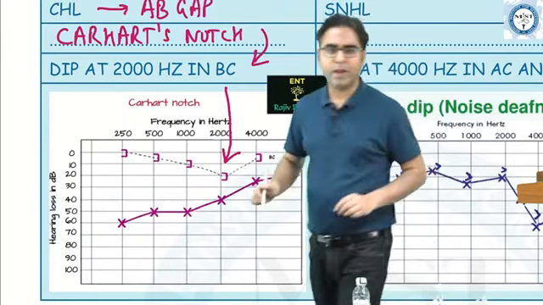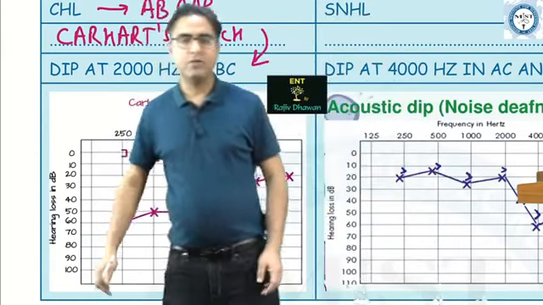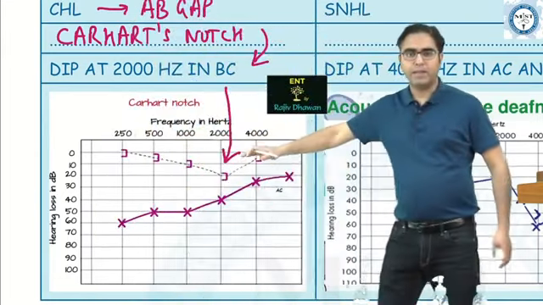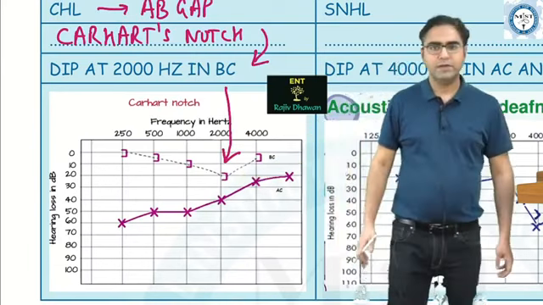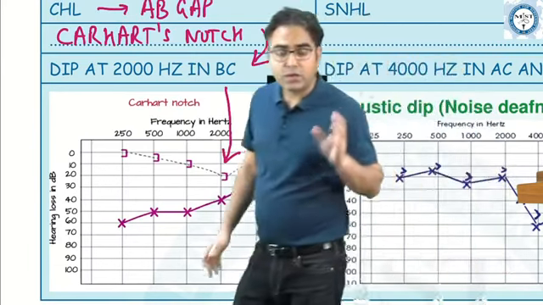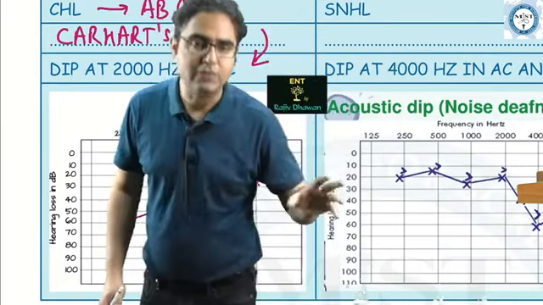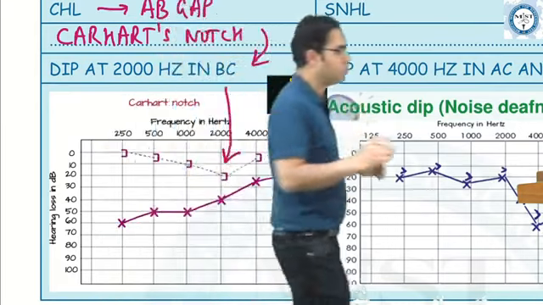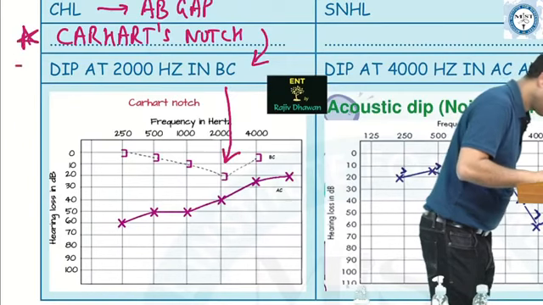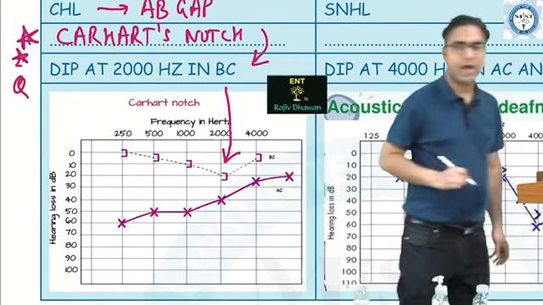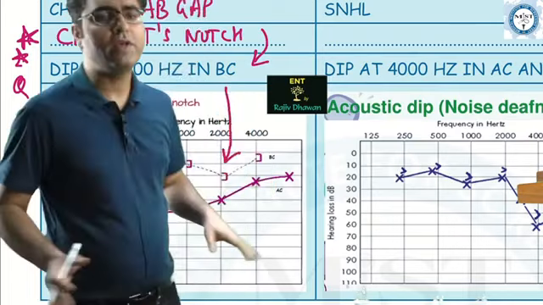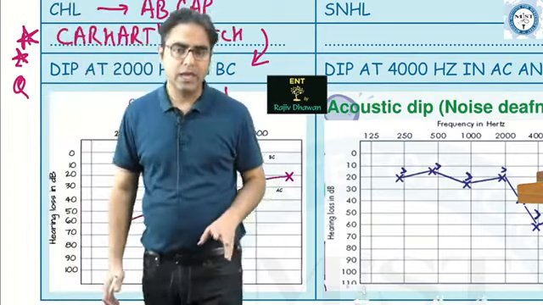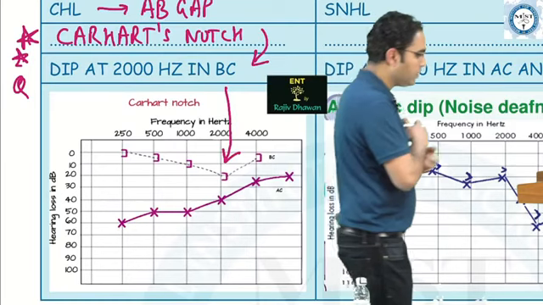Can you see the upper line of BC? In the bone conduction curve at 2000 Hz there is a dip. A dip at 2000 Hz in BC is called Carhart's notch. It is a star question of your exam, beta. Carhart's notch, otosclerosis. Otosclerosis anyway is a very important topic. Okay, Carhart's notch is a dip at 2000 Hz in BC.